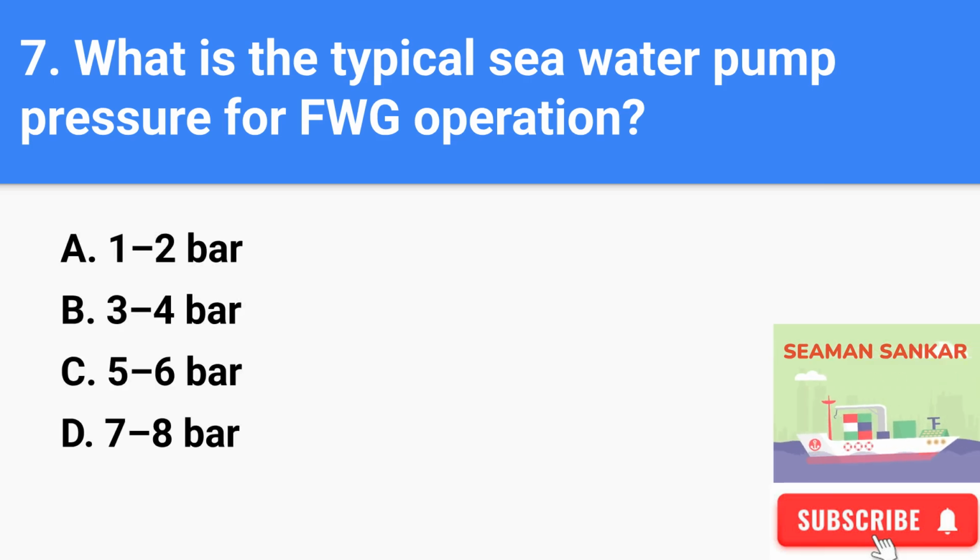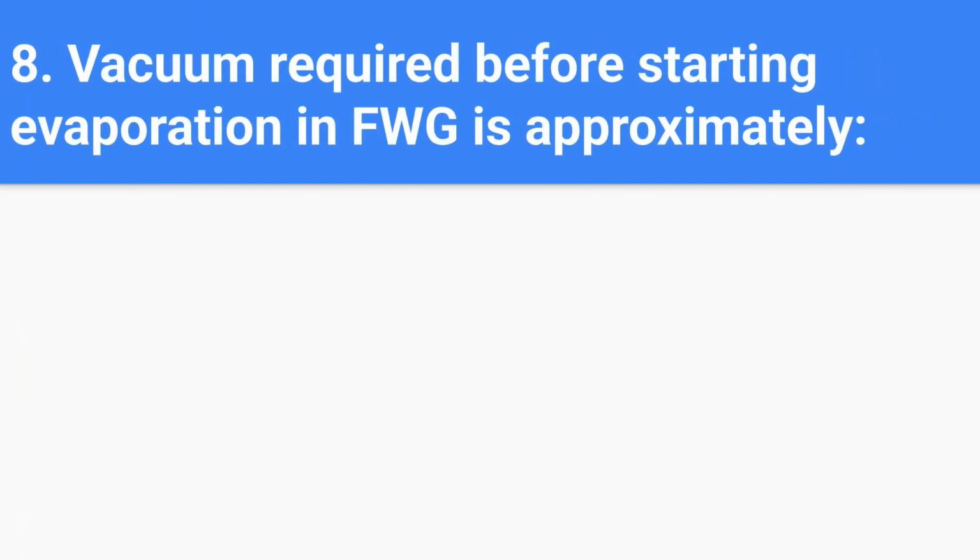Question 7. What is the typical seawater pump pressure for freshwater generator operation? A. 1 to 2 bars, B. 3 to 4 bars, C. 5 to 6 bars, or D. 7 to 8 bars. The answer is B. 3 to 4 bars.